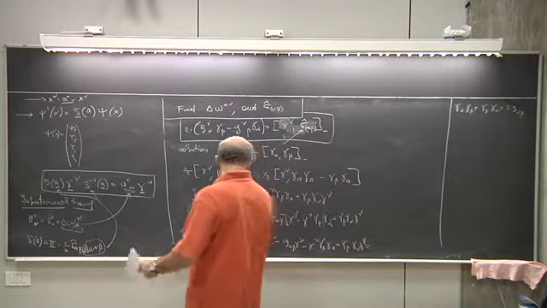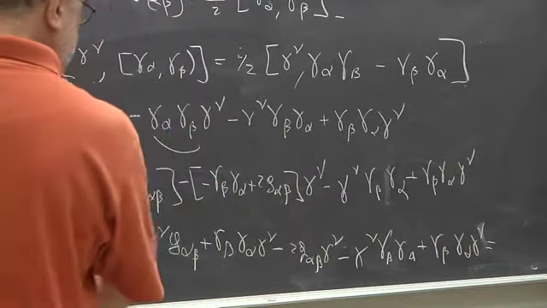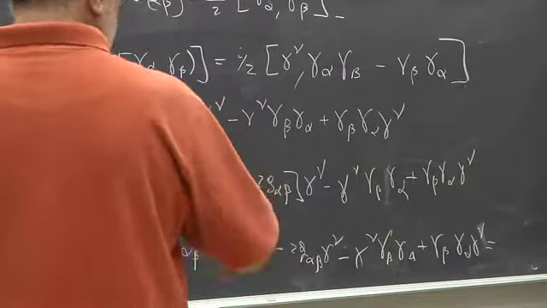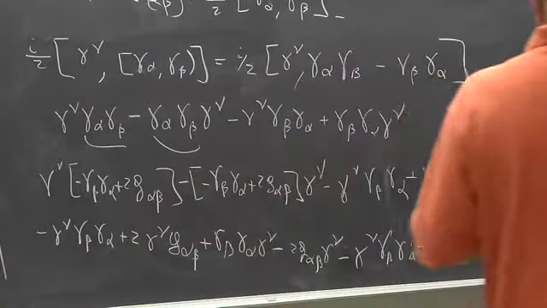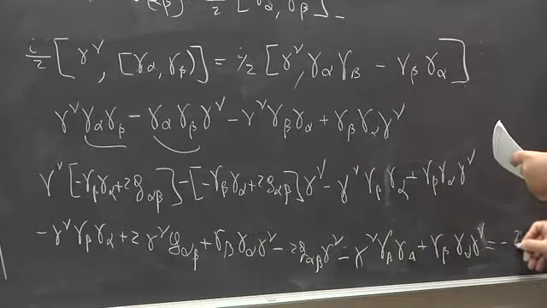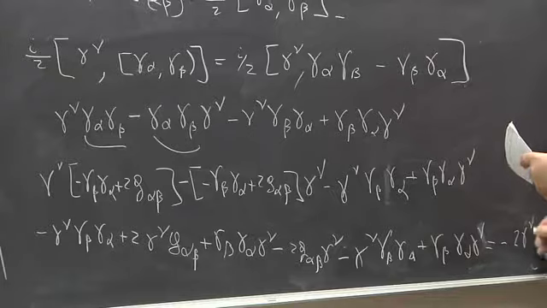Now let's see. We have various pieces that are the same, like this one and this one, and so on. If you collect all these pieces, you get minus 2 gamma nu, gamma beta, gamma alpha, plus gamma beta, gamma alpha, gamma nu, plus gamma beta, gamma alpha, gamma nu, so I have a 2 here.